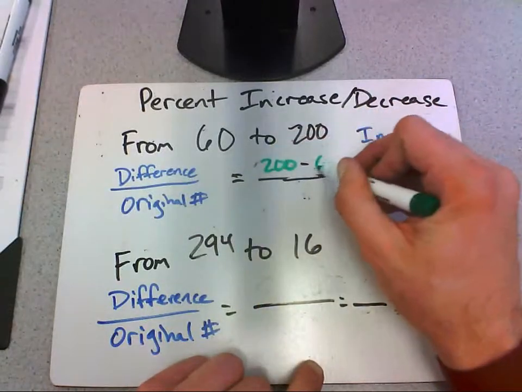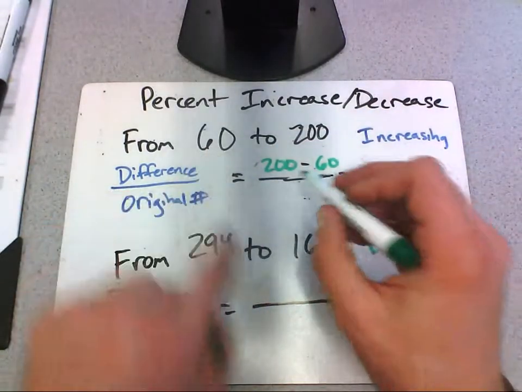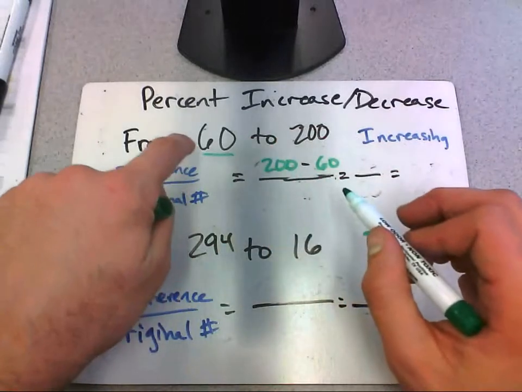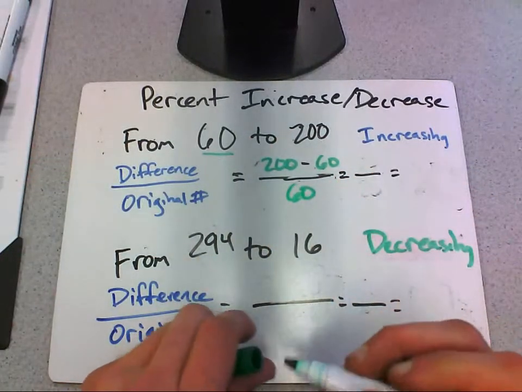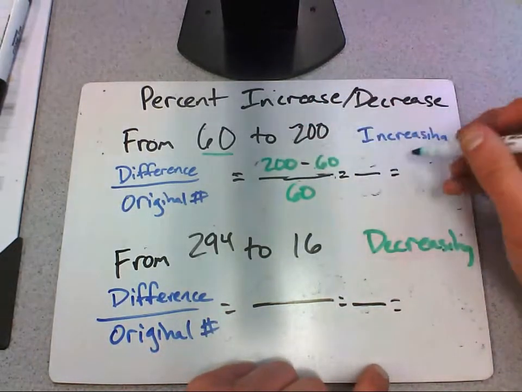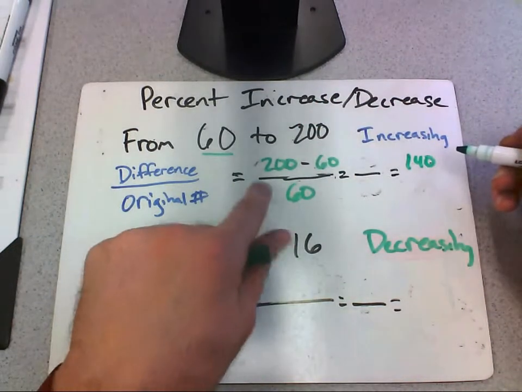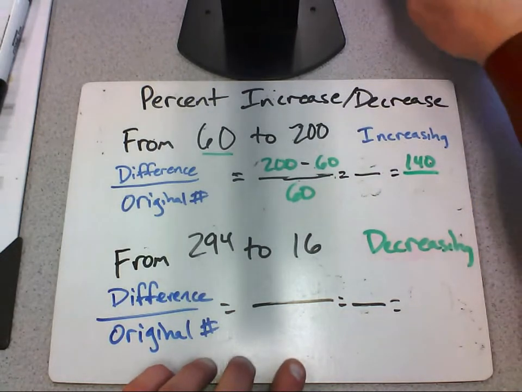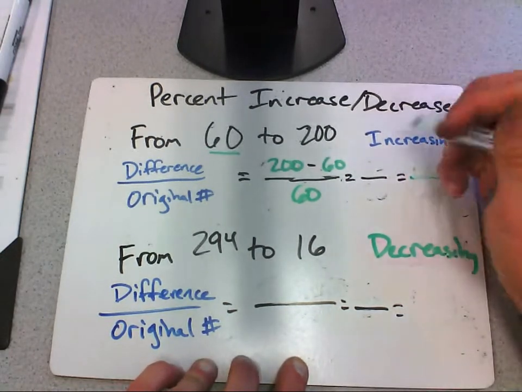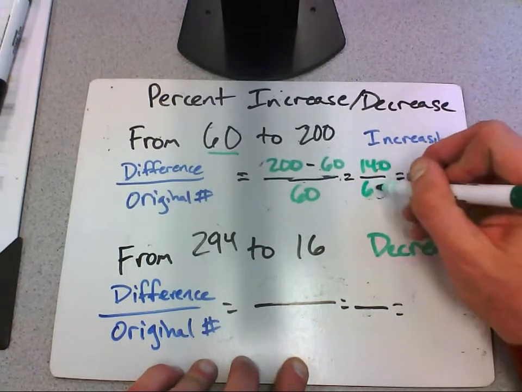200 minus 60 over my starting number. No matter what, it's always over the starting number. 200 minus 60 is 140. Divided by the starting number. Sorry, my mistake. Divided by the starting number.